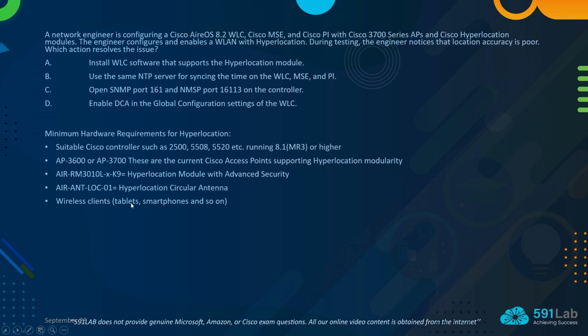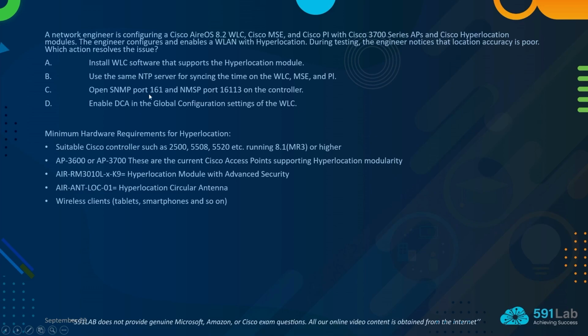Wireless clients, we already know that we are getting some. We can see locations for some of the clients. However, their location is not very accurate. So if we look at the options, option A, install WLC software that supports the hyperlocation module, this is not our issue because, like I said, we are already running the minimum required software. And if we look into option C, open SNMP port 161 and NMSP port 16113 on the controller.